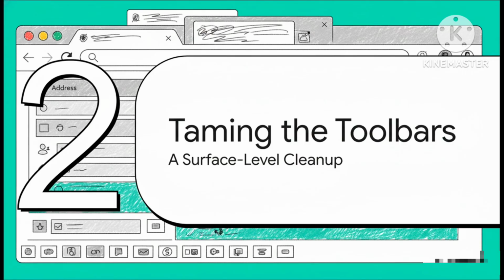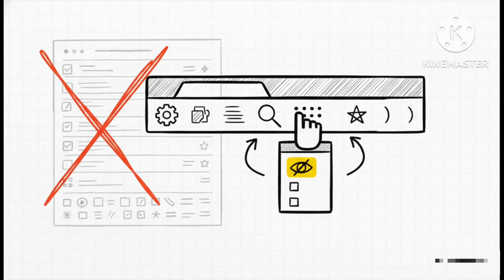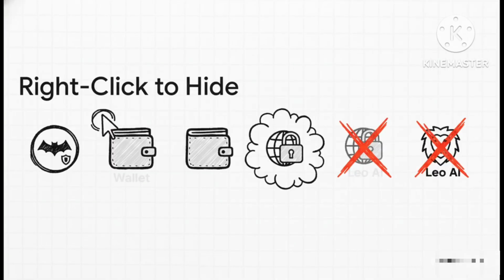We're going to tackle all those icons and bars that frame your window and keep this cleanup going. And you're going to love how simple this next part is. You don't have to go digging through a bunch of menus for most of the stuff. A quick right-click and hide is all it takes. Okay, so here are the usual suspects. If you're not using the crypto rewards or the wallet or the Brave VPN or even the Leo AI assistant, just right-click and hide them. It instantly tidies up the top right of your browser.